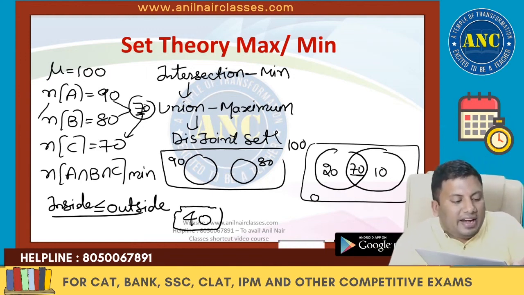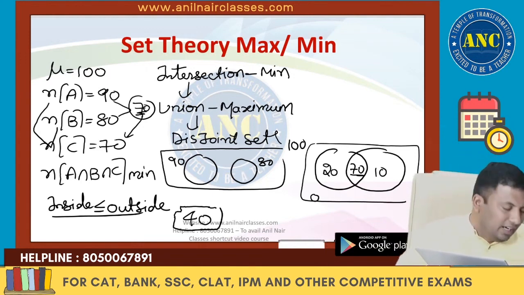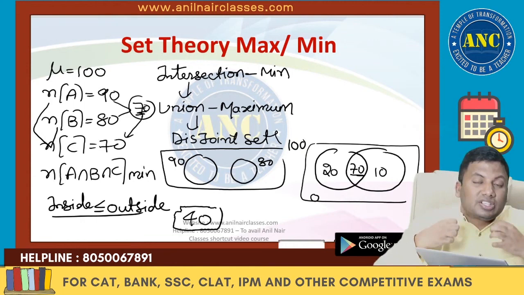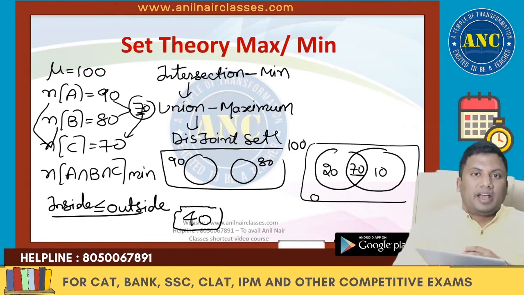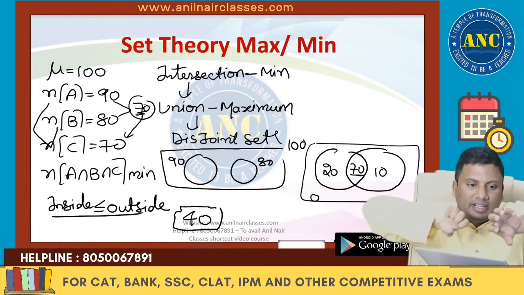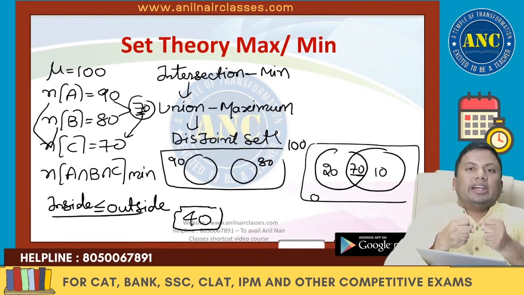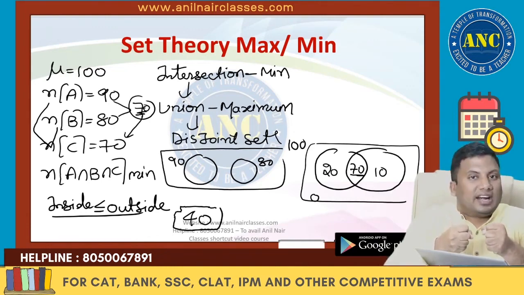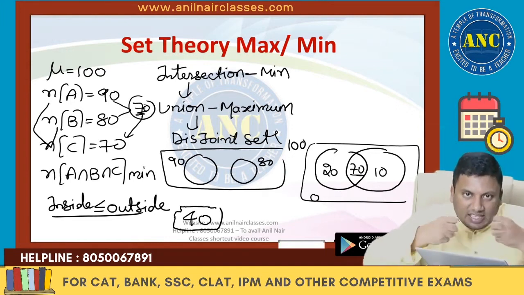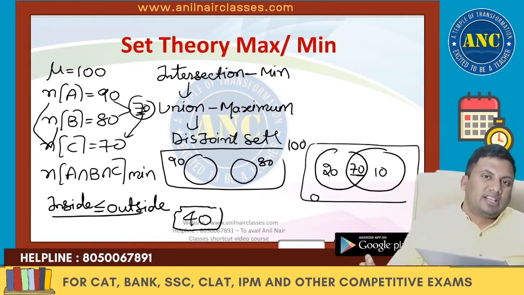Sir, can I take A and C and then do it with B recursively? Definitely. First of all, I want intersection minimum. Intersection minimum means union should be maximum. Union maximum means sets are disjoint. Make the sets disjoint. 90, 70. If I separate it, it is 160. Outside it is 100. Inside cannot be greater than outside. So common it will be 60. Do it with the third value. 60 with 80, separate it is 140. Outside it is 100. How much is it more? 40.